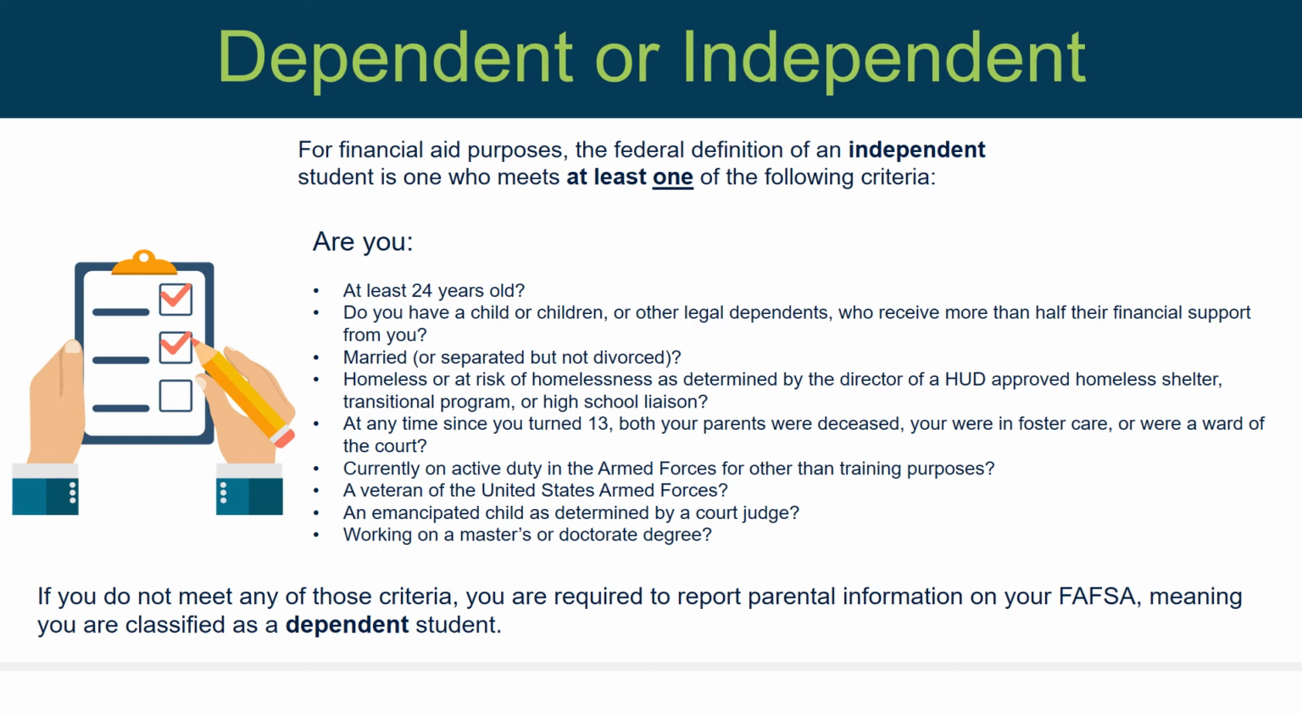Are you currently on active duty in the armed forces for other than training purposes? Are you a veteran of the United States Armed Forces? Are you an emancipated child as determined by a court judge? Or are you working on a master's or doctorate degree? If none of those apply to you, you are considered a dependent student and will be required to report your parents' information on the FAFSA.